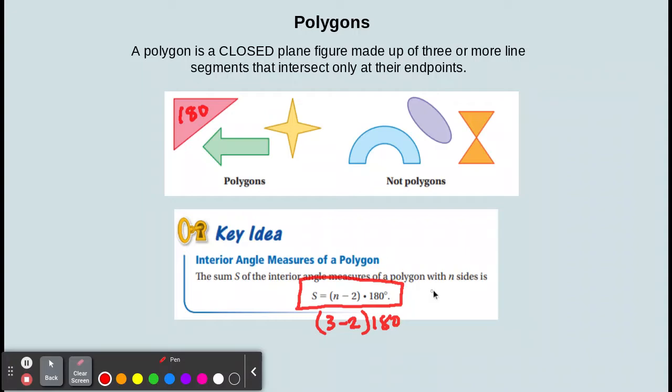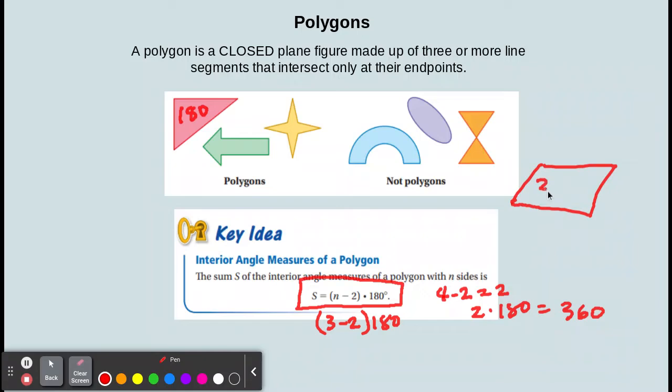And remember when we were talking about quadrilaterals, a quadrilateral has 4 sides, so 4 minus 2 equals 2, and 2 times 180 equals 360. So that's why when we have a quadrilateral, which is a 4-sided figure, all of the interior angles add up to 360.